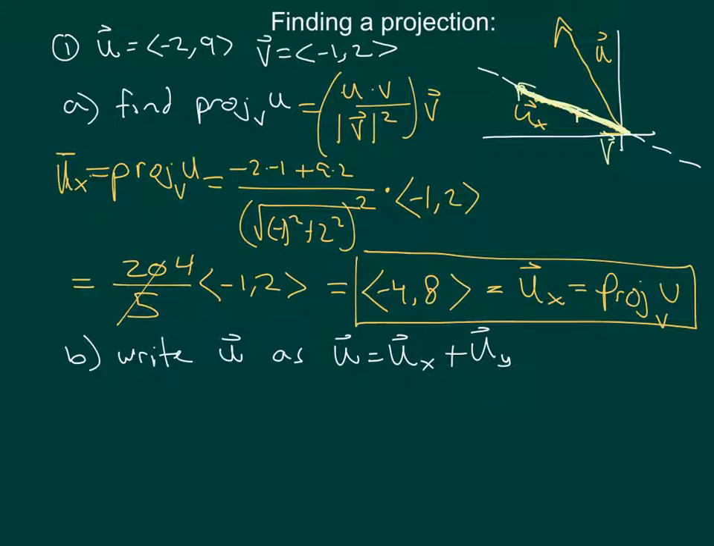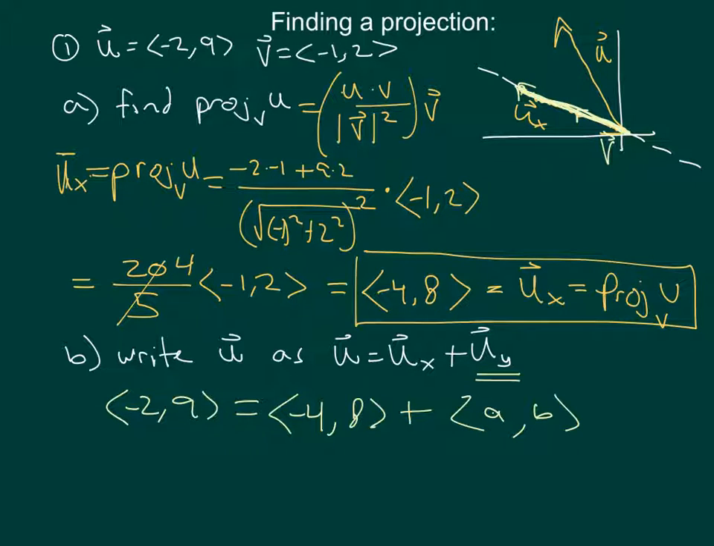So now the second part says write u as u sub x plus u sub y, as the sum of its components. What happened here is we haven't calculated the y component yet. So I know my u vector, which we were given at the beginning, negative 2, 9, is going to be equal to, and I already calculated my x vector, my u sub x is negative 4 comma 8, plus some other vector, which you can call xy, I'll call it ab, my u sub y, which is going to have some a and b value.